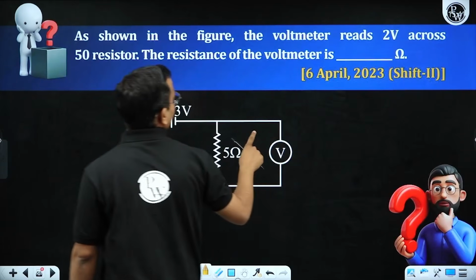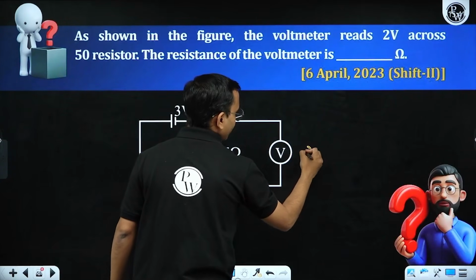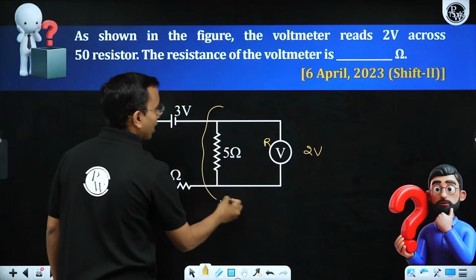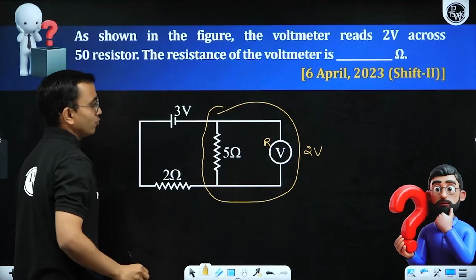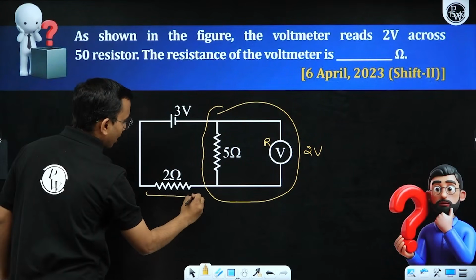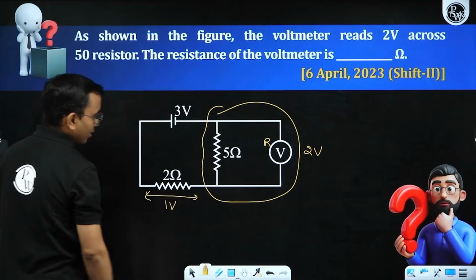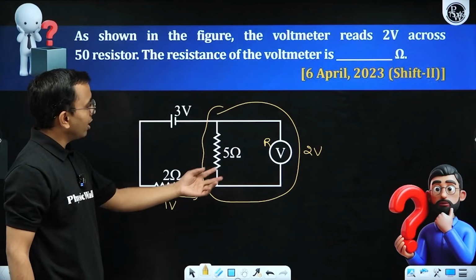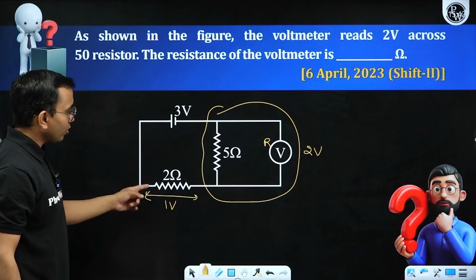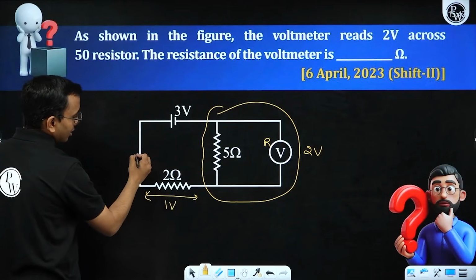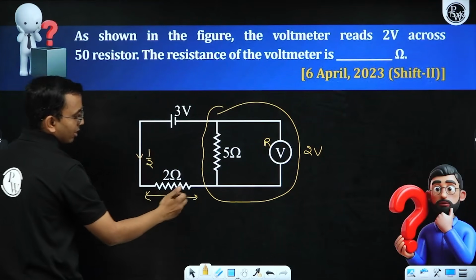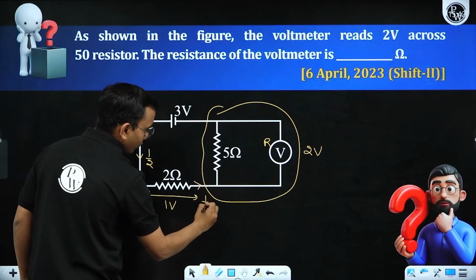Voltmeter reading is given, what? This reads 2 volt. Let us take its resistance is R. So total drop across this resistance is 2 volt. This is 3 volt. How much is dropped across this? 1 volt. Across this drop is 1 volt. Across this the drop is 2 volt. Okay. Now across this drop 1 volt means how much is the current? 1 by 2. Potential divided by resistance. Here the current is 1 by 2.